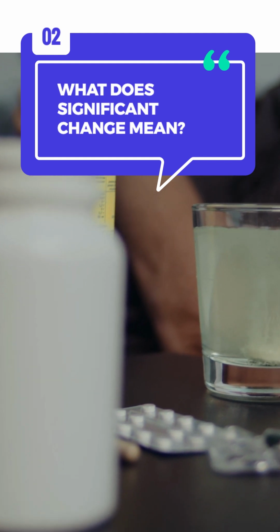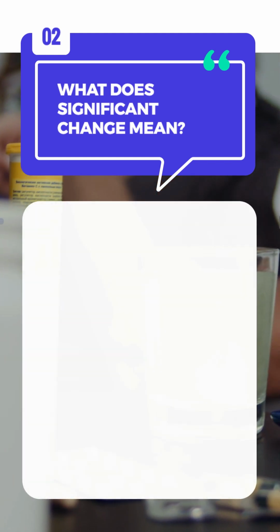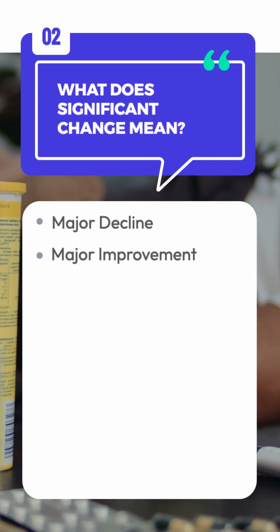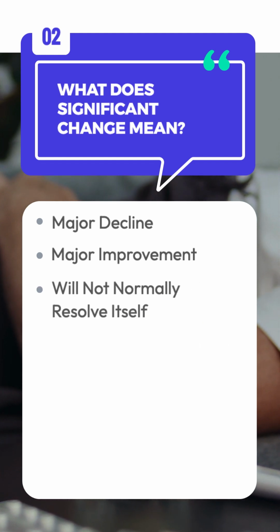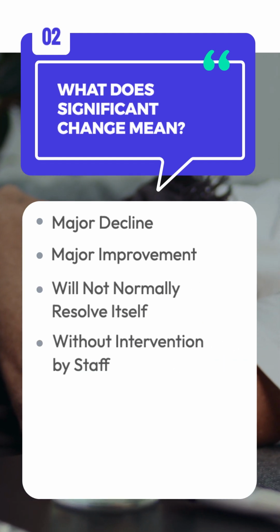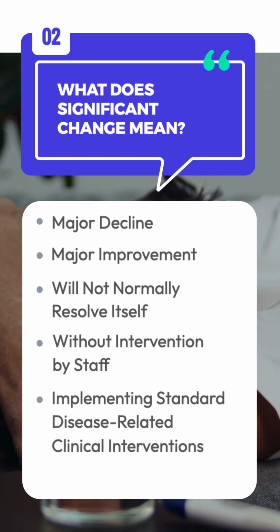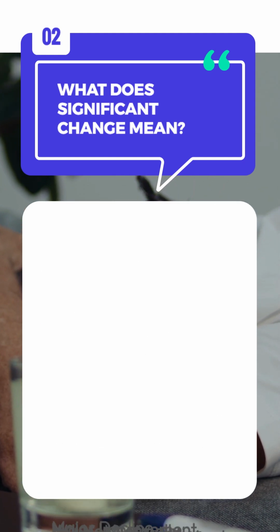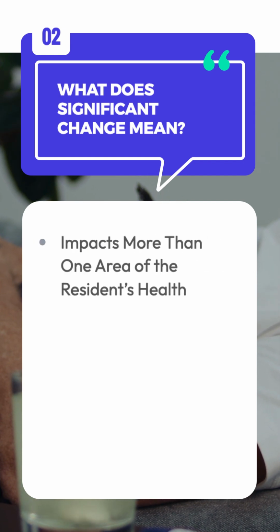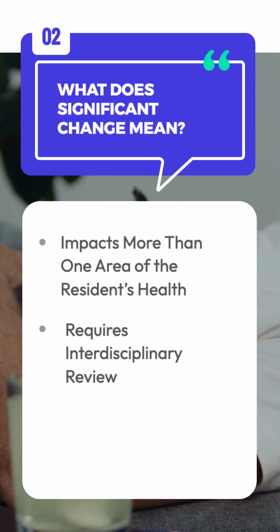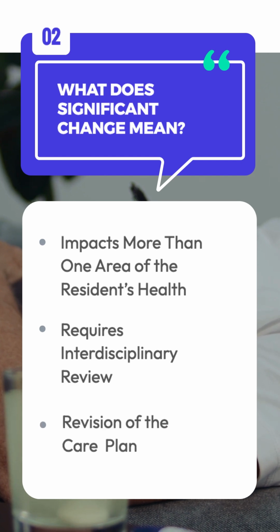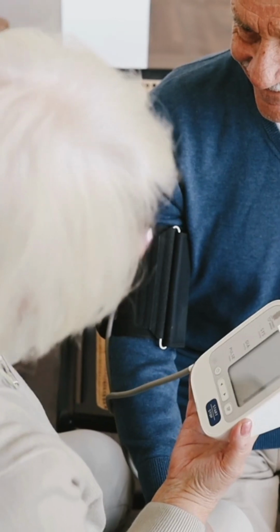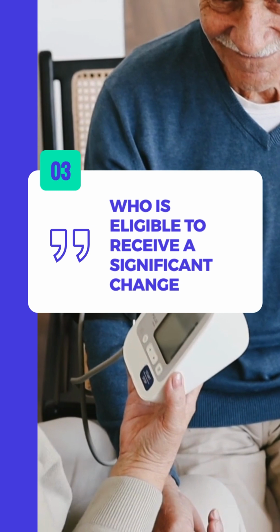The term significant change is defined as a major decline or improvement in a resident's status that will not normally resolve itself without intervention by staff or by implementing standard disease-related clinical interventions. It is not considered self-limiting, impacts more than one area of the resident's health status, and requires interdisciplinary review or revision of the care plan. Who is eligible to receive a significant change assessment?